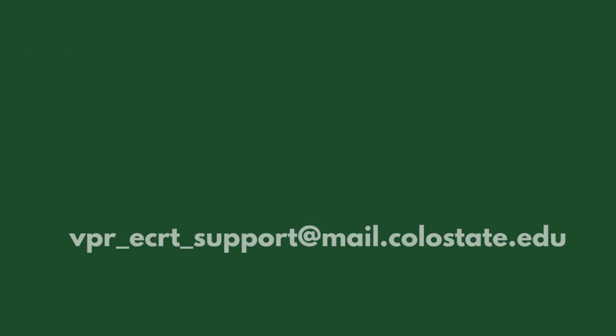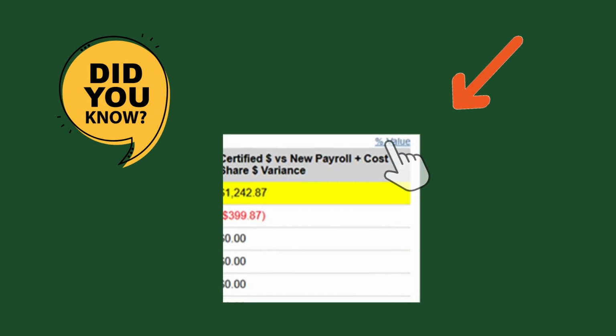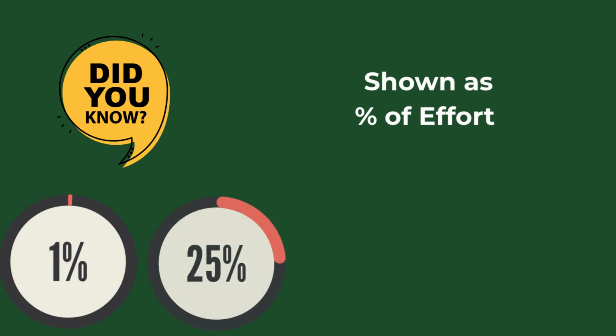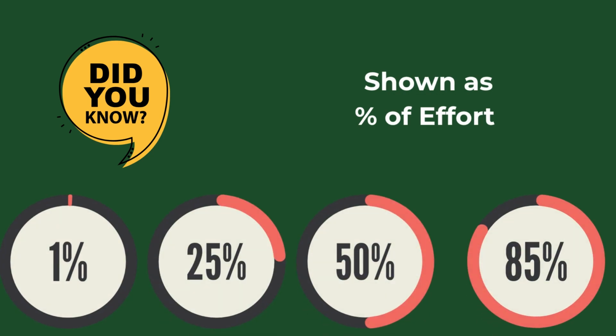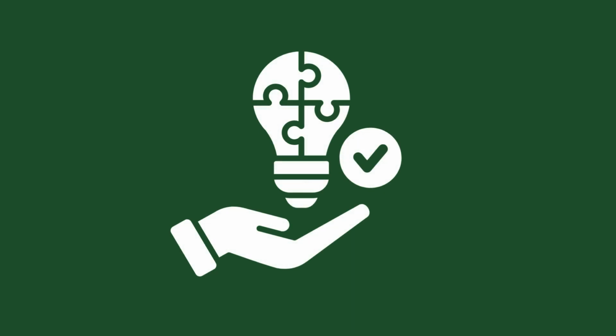Anything else helpful for coordinators at this stage? There is actually a nice little tip. You can click the percent value link when reviewing the pending adjustment. And that shows the adjustment amount as a percentage of effort, not just the dollar figure, which can be a much more intuitive way to understand the impact, especially in effort reporting.